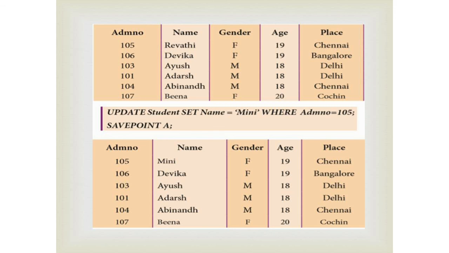After executing this one, you are using the savepoint command. The savepoint command is used to temporarily save a transaction, so that you can roll back to the point whenever you require. So the output will be admission number, name, gender, age, place, 105. Instead of Revati, it was updated to Mini. The remaining are not the same.